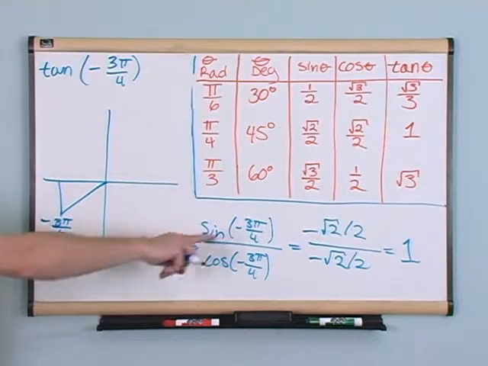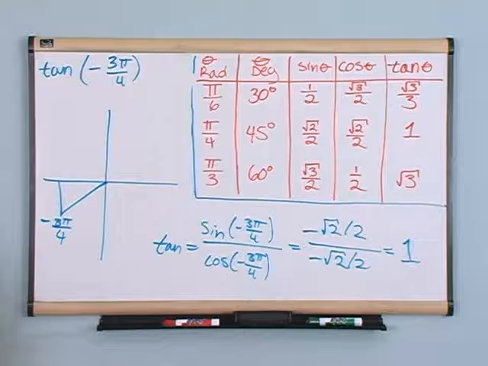So for tangent, in order to find the answer, you really need to find the sine and the cosine. And just remember, tangent is equal to sine over cosine. And then you can just go from there.